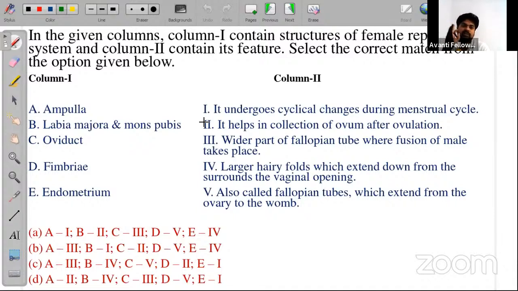In column 2: it undergoes cyclical changes during the menstrual cycle. Next, it helps in collection of ovum after ovulation. Next, the wider part of the fallopian tube where fusion of gametes takes place. Next, the larger hairy fold which extends down from the mons pubis surrounding the vaginal opening. Next, also called the fallopian tube, which extends from the ovary to the uterus, and the others are the options given below. I am launching the poll. Please answer the poll.